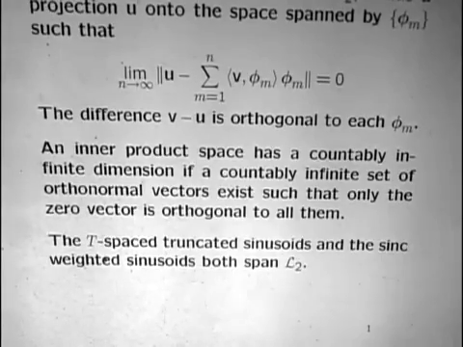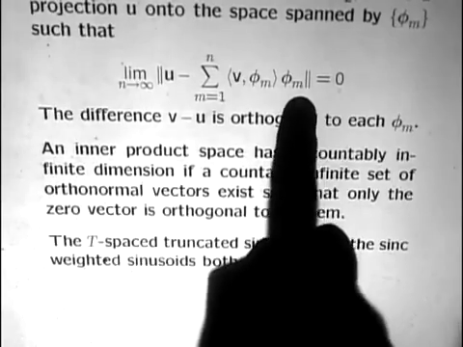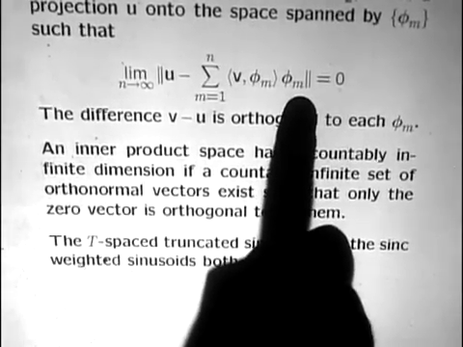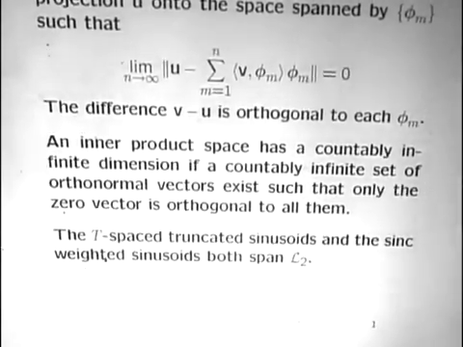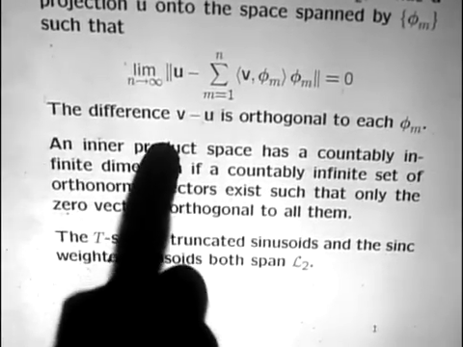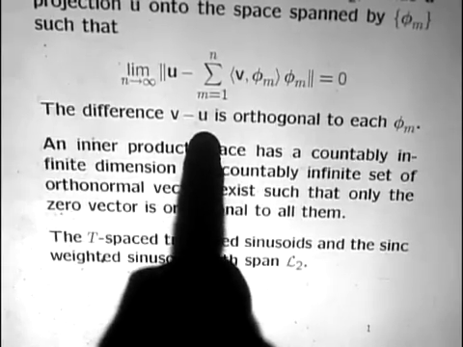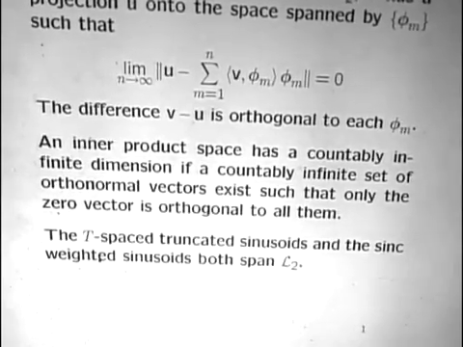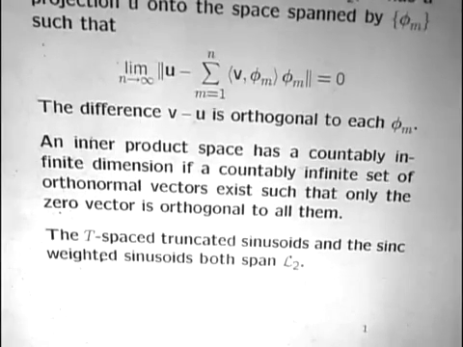When we're all done, this series here is in fact going to be the part of the function which lies between minus t over 2 and plus t over 2. And this difference here, v minus u, the difference between the original vector and this representation vector, is going to be the part of the function which lies outside of minus t over 2 to plus t over 2. Okay?